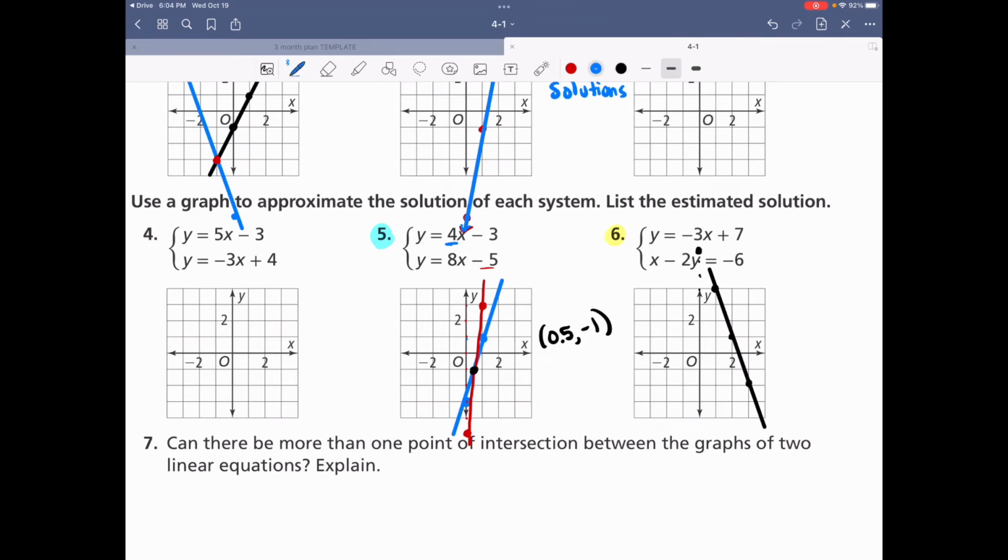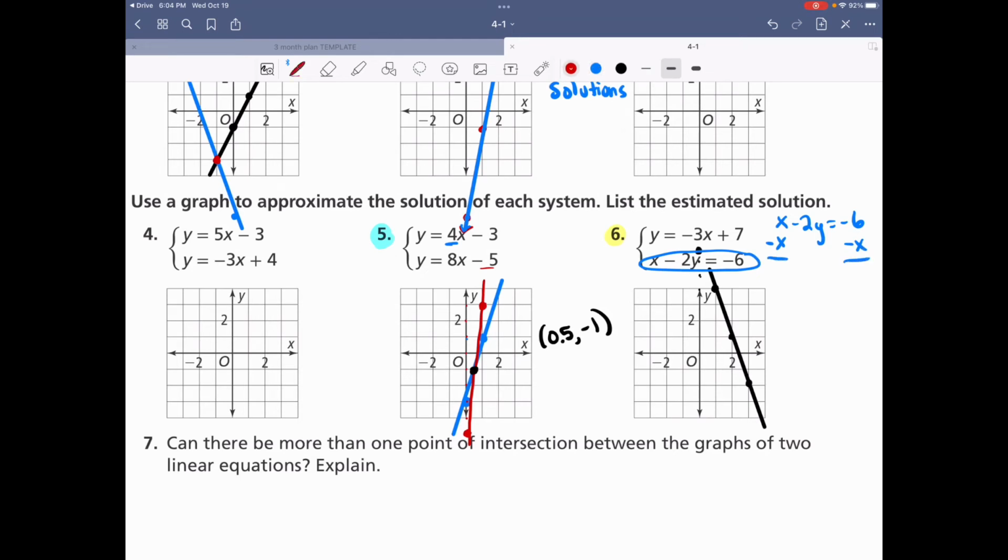Then I'm going to graph my other one, except it's not in slope-intercept form. So I'm going to rewrite it. x minus 2y equals -6. I want to solve for y. Solving for y is tricky. The first step is isolating the y's: subtract x from both sides.